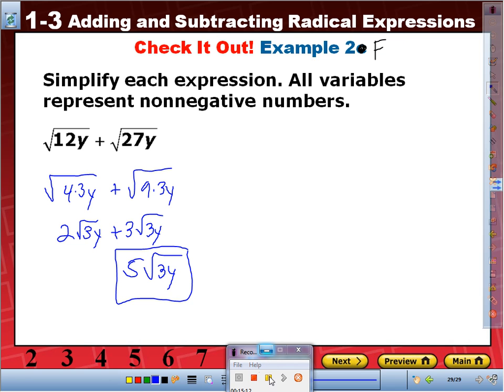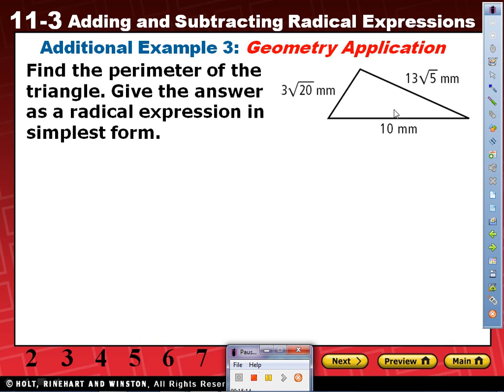Copy this one down, example number 3. It says, find the perimeter of a triangle. Give the answer as a radical expression in simplest form. Copy the figure, copy the values, and see if you can do this one by yourself. We've been already dealing with word problems with perimeters, haven't we? Okay, and we know what to do from there, right? Give it a crack at it and see what you do. Go.